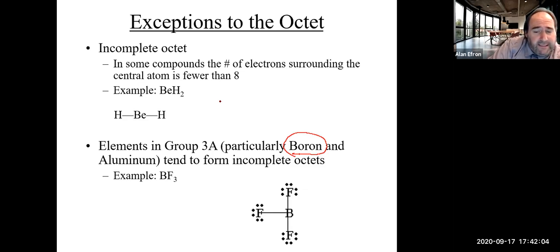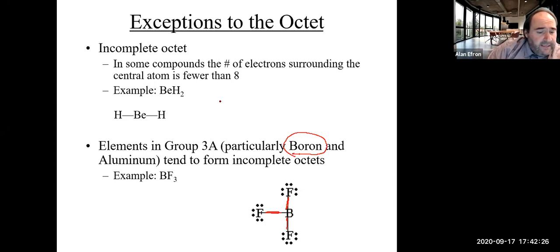And as you can see here, this is boron trifluoride, and it is perfectly fine with 6 electrons around it, as it has obviously 2 for each of these lines here. So 2, 4, and 6 electrons. And again, perfectly fine, not really looking for extra electrons in that case.